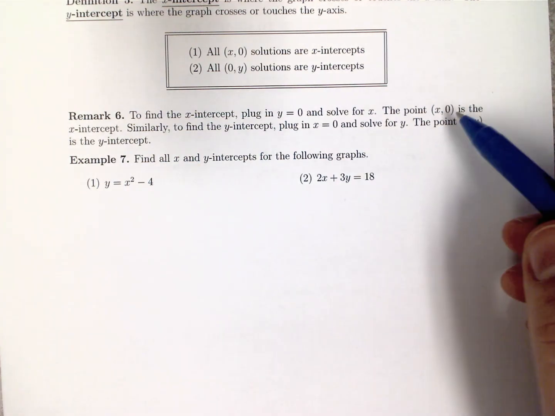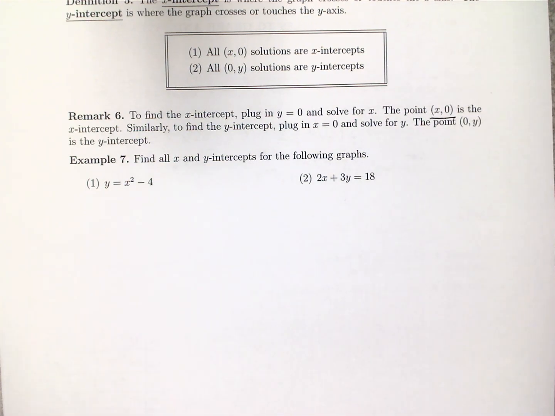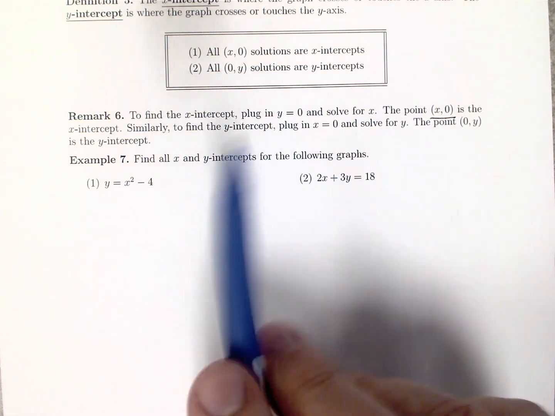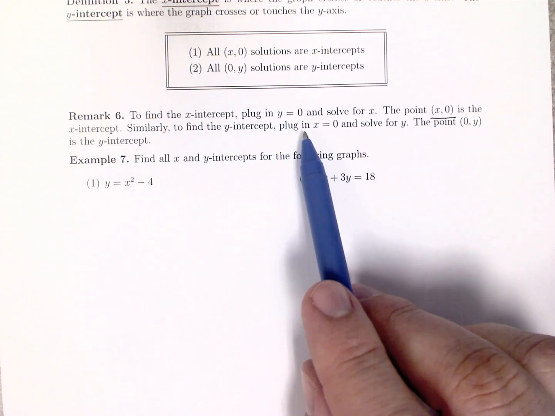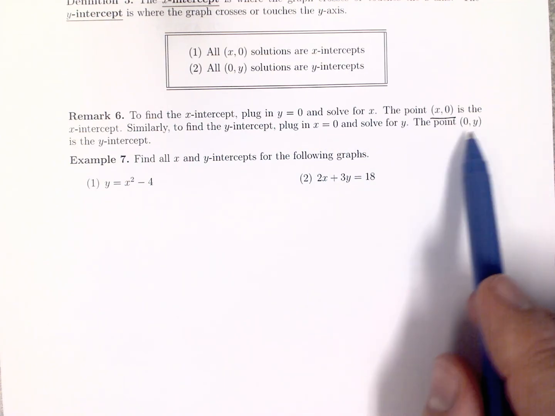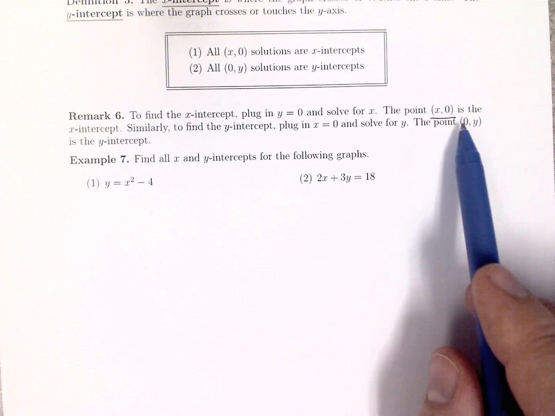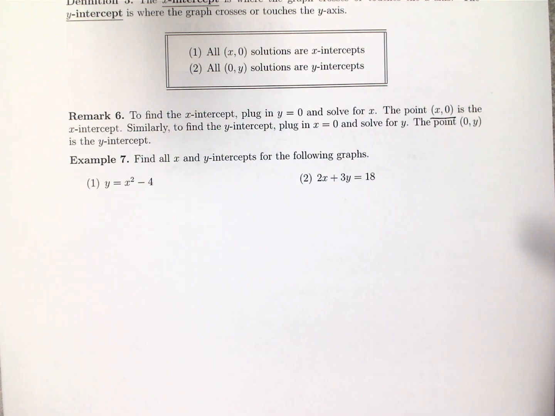And again, I want to emphasize intercepts are points. Okay, they are not just x equals or y equals, they are points. So similarly for the y-intercept, we plug in 0 for x and then solve for y. And then we get the point (0, y), or usually it's just going to be 1 point. Not always, but usually for our purposes.